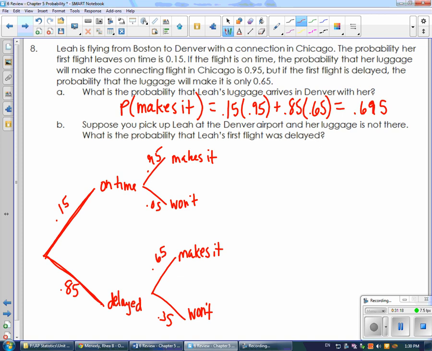Okay. In part B, it says, suppose you pick up Leah at the Denver airport and her luggage is not there. What is the probability that her first flight was delayed? So the given information now that I know is that her luggage is not there. Her luggage did not make it. What is the probability that her flight was delayed? So that is what I'm trying to find the probability of. Probability of the delay, given that the luggage didn't make it.